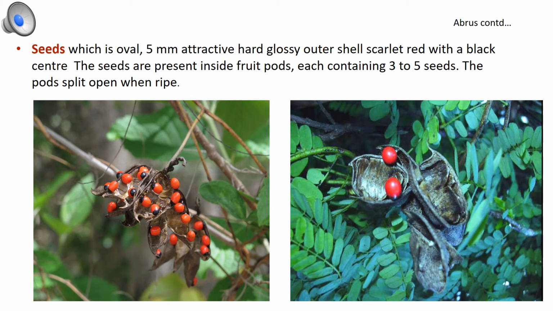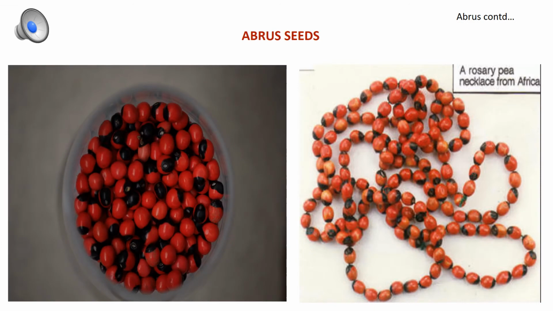The important part is the seed. You can see the pod has broken open, and there you can see the seeds, which are attractive, 5 millimeters, hard, glossy scarlet red with black centers, and each fruit pod contains 3 to 5 seeds. This is why it's called a prayer bead or a necklace. This is how earlier people used to make a necklace or beads out of it.